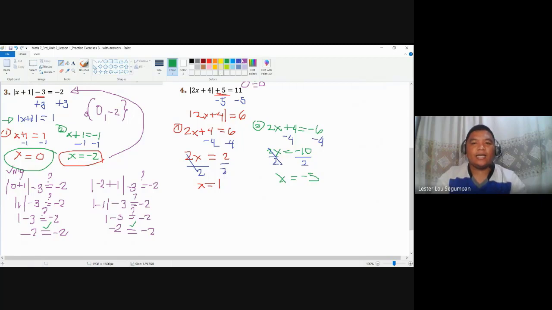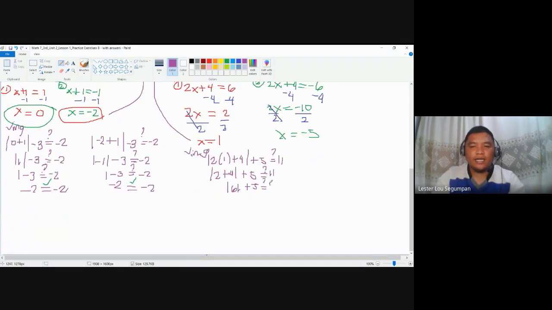Before the solution set, again and again, checking. But we are not going to use this. We are going to use the original expression. So you have there 2 times 1 plus 4, outside is plus 5. Is it equal to 11? Let's check the first condition or case first. So you'll have here 2 times 1 is 2, plus 4, plus 5 outside, question mark, still 11. 2 plus 4 is 6, plus 5, question mark, still 11.